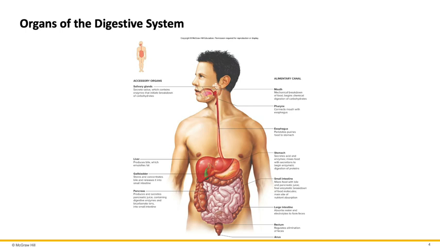The second part of the digestive system is the accessory organs, which release secretions into the alimentary canal that help digest food. The organs which are considered accessory organs include the salivary glands, liver, gallbladder, and pancreas.